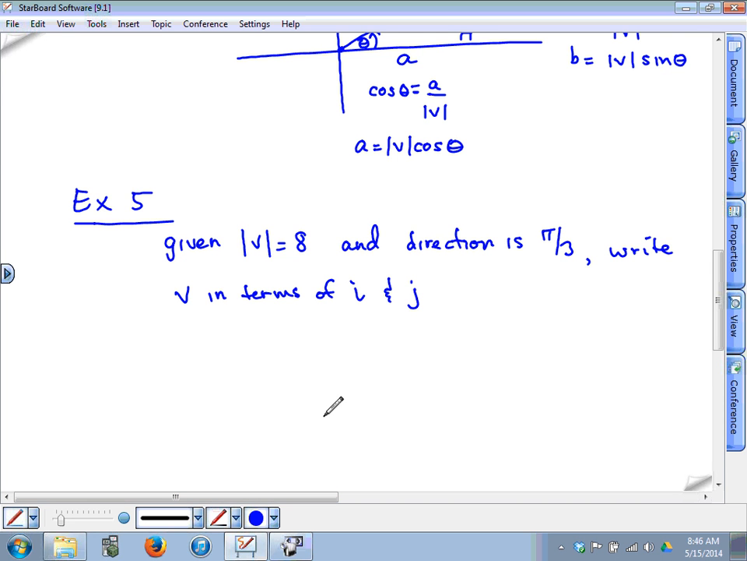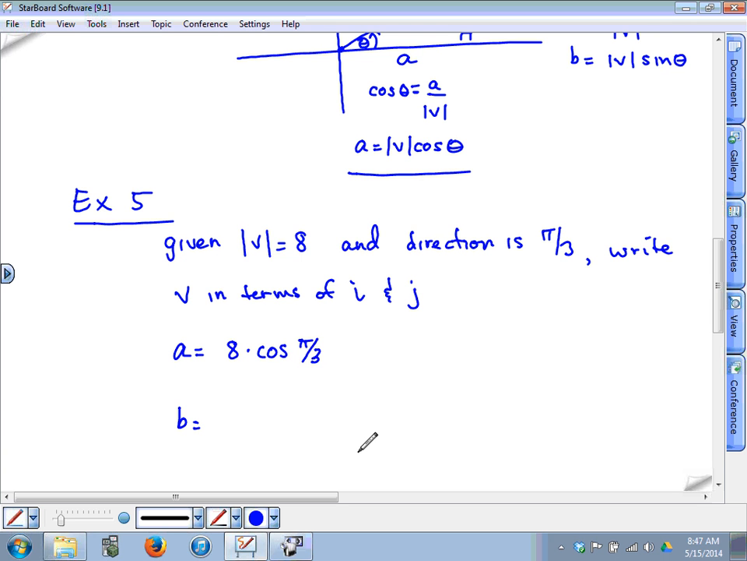Well, what are we thinking? We need to find A and B. Should be a fairly easy problem. According to the formula here, A is equal to the magnitude V multiplied by the cosine of the direction. And nice for us, they gave us a pretty easy angle to work with. Pi thirds, that's just on your unit circle. Cosine of pi thirds.